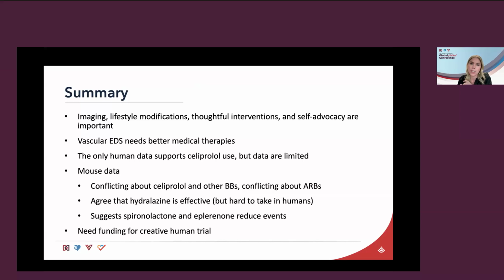We need better research and better medical therapies for VEDS. The only human data supports celiprolol use, but that trial was very limited. The mouse data are conflicting between sites about celiprolol and other beta blockers. They're conflicting about ARBs. They do agree that hydralazine is effective, but that is a very hard medicine to take, and we don't know if it would work in humans. They do suggest that spironolactone and eplerenone could reduce events in mice, and there's this outstanding question whether it would help in humans. And I think we need funding for a creative human trial.